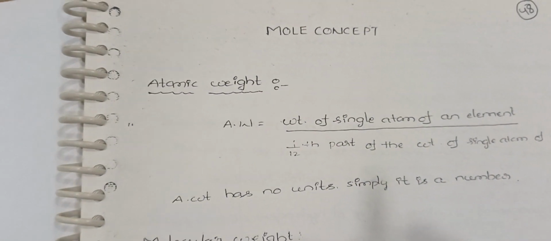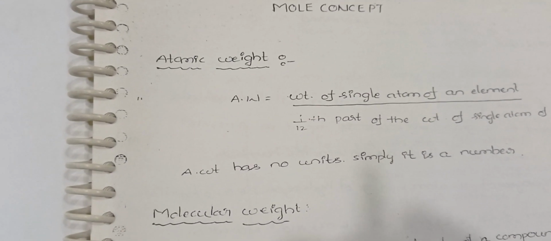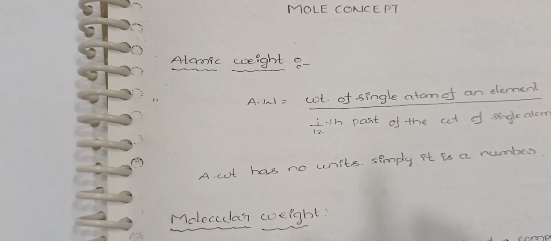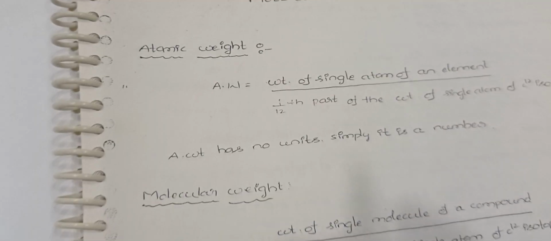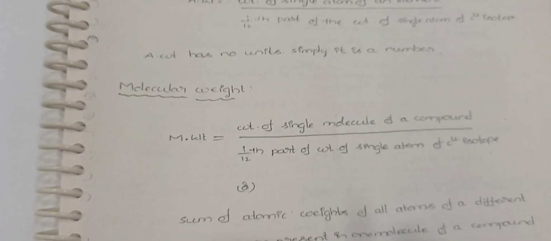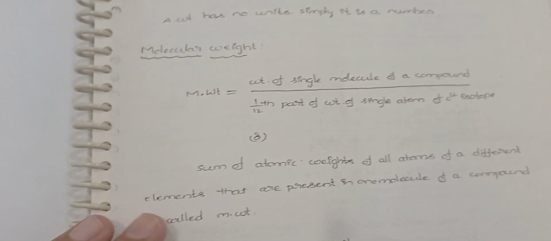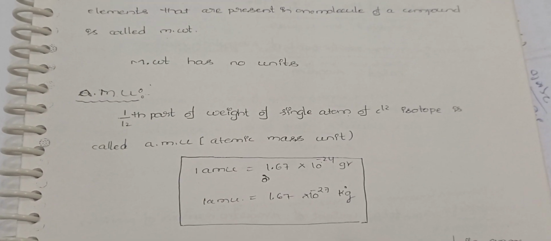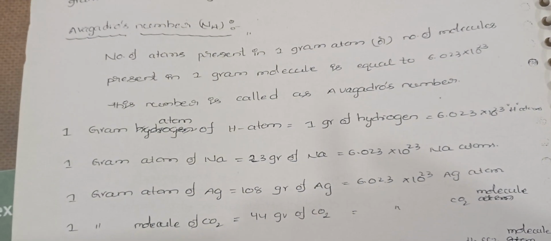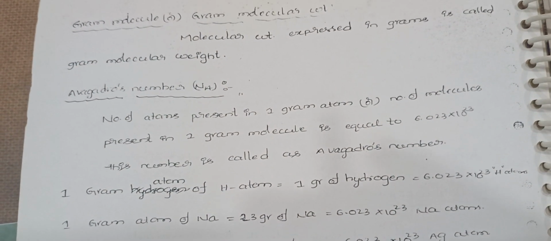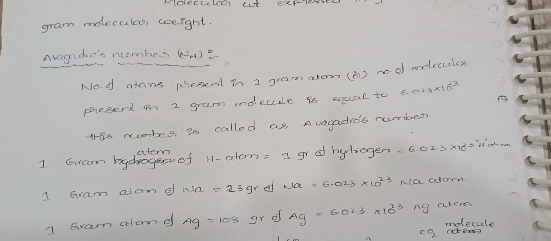So these are the topics, a continuation of Some Basic Concepts of Chemistry. So your atomic weight, molecular weight. Just now we have seen AMU. What is the meaning of AMU? Just now we have seen 1.67 × 10^-27 grams. So they may be asking questions like these. They will give Avogadro number, as you know, 6.023 × 10^23.